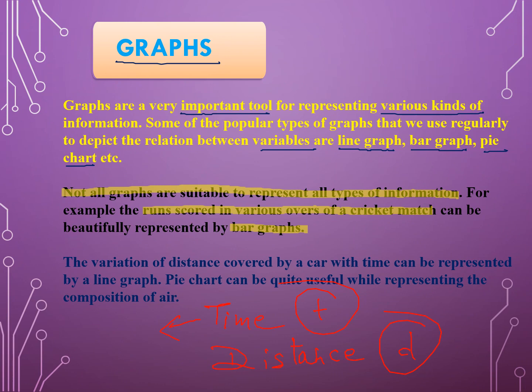Fine. Now, variation of distance covered by a car with time can be represented by a line graph. We will analyze that thing. A pie chart can be quite useful while representing the composition of air. I'll show you how exactly it is going to be useful.